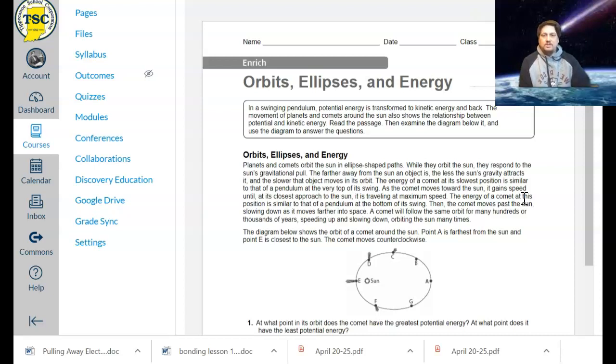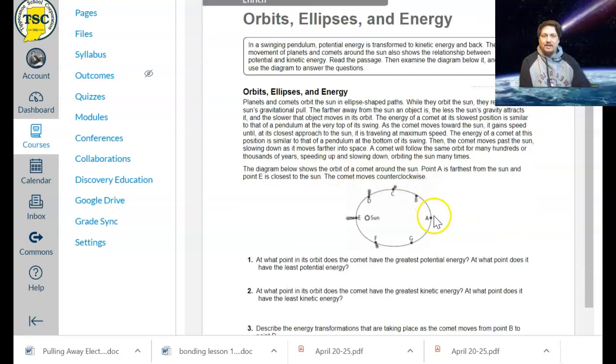Orbiting the sun many times. The diagram below shows the orbit of a comet around the sun. Point A is where it's at its furthest from the sun, and point E is where it's closest. This comet is moving counterclockwise, as we can see by the letters B, C, D, E, F, G, and then back to A. It goes through this repeatedly for thousands of years.